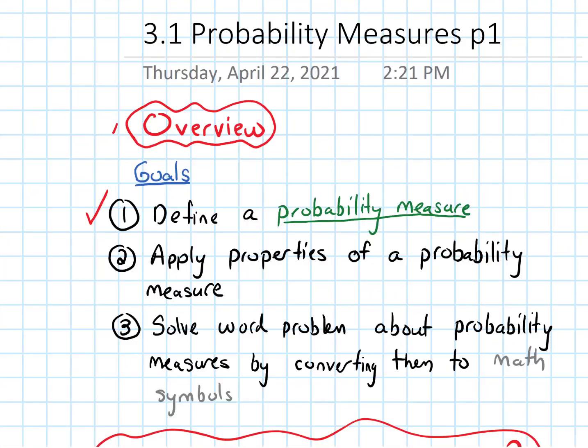So in terms of our goals for this section, we have finished our second goal, which is talking about how we can apply those properties of a probability measure to working out some examples.